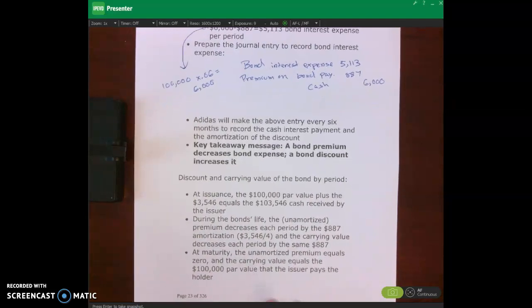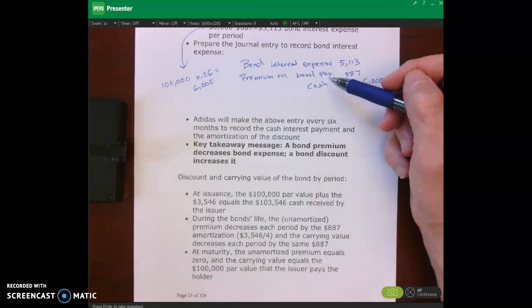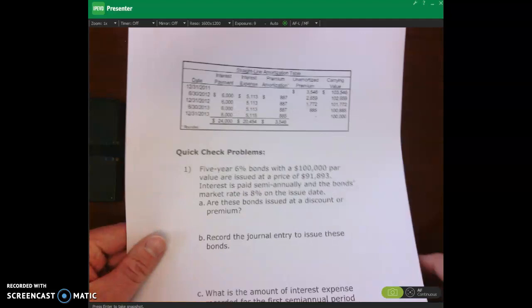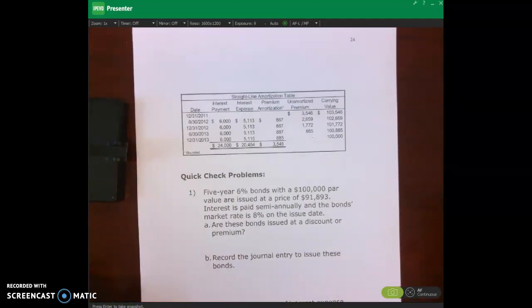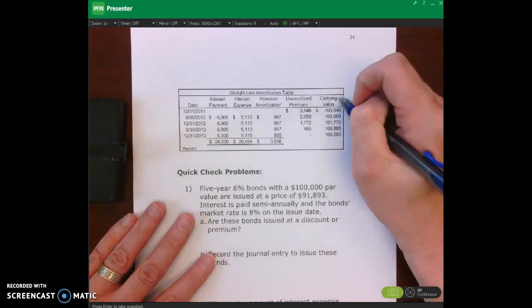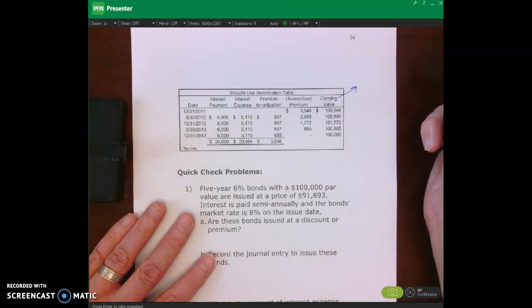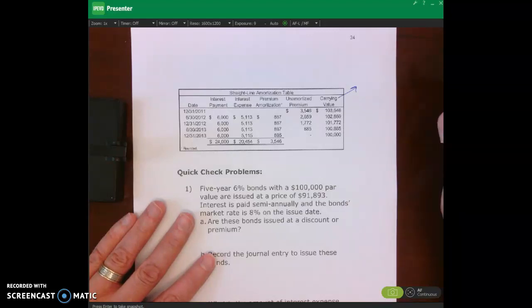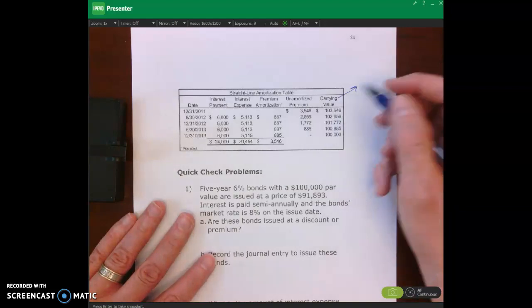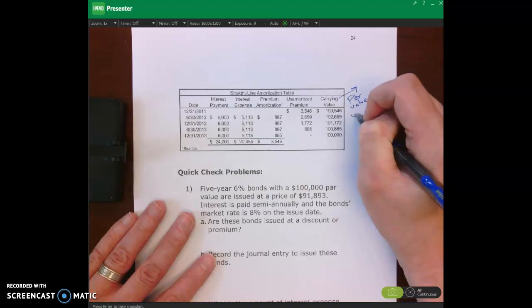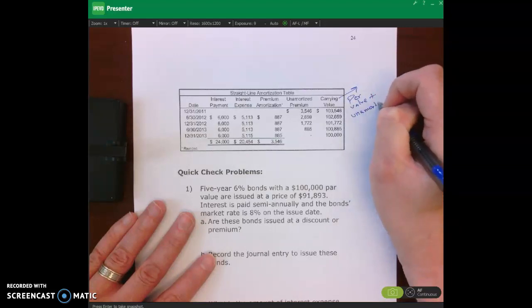Let's talk about the carrying value of the bond for a premium bond. Okay, so I'm going to go over to the next page and let's take a look at this. So remember when we issued the bond, we had that carrying value of $103,546. And let's talk about here how to calculate the carrying value for a premium bond. Remember what we said with a discount bond, it was par minus the unamortized discount. In the case of a premium bond, it's par value plus unamortized premium.